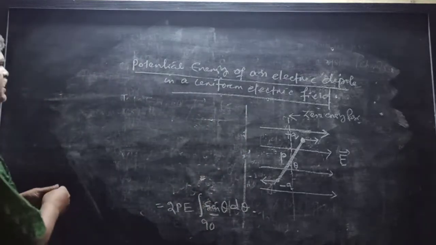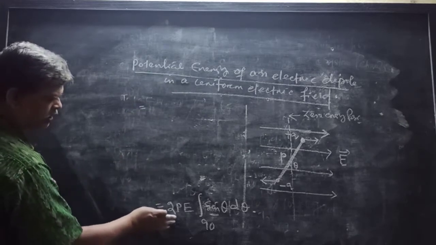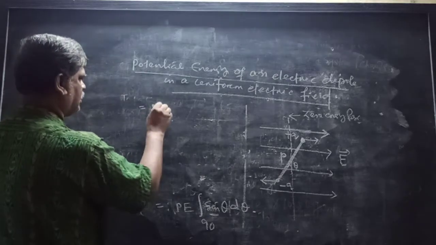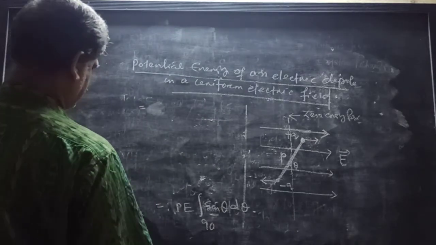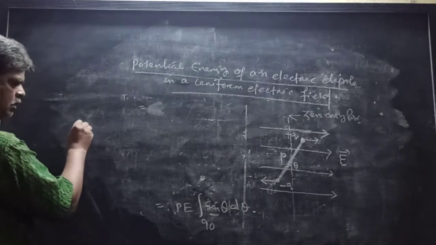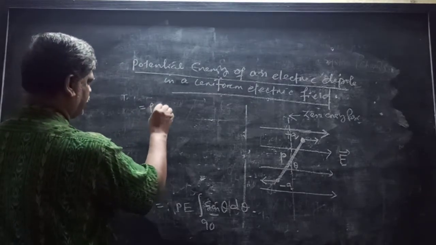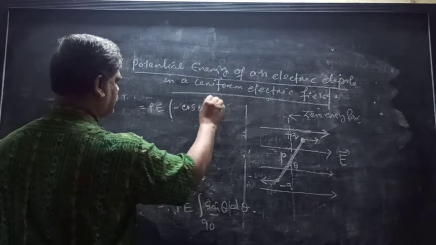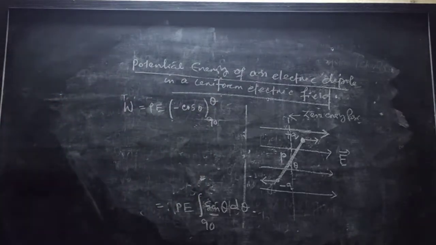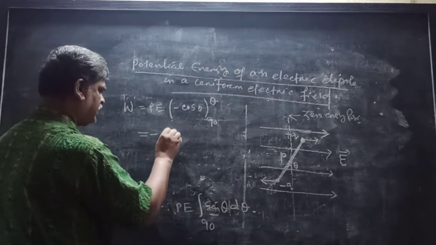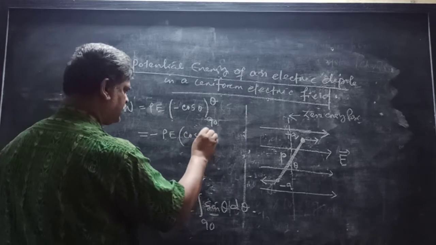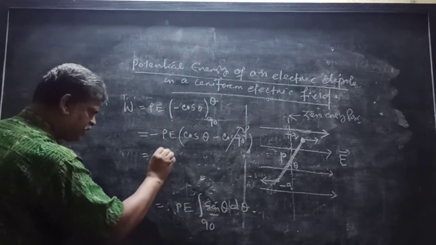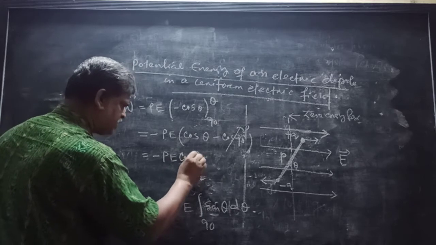Here tau is pE sin theta, so taking pE outside, the integration of sin theta is equal to minus cos theta, with limits varying from 90 degrees to theta. This is the work done, equal to minus pE, cos of upper value theta minus cos of lower value 90 degrees. Cos 90 is 0, so that is equal to minus pE cos theta. This is your work done.